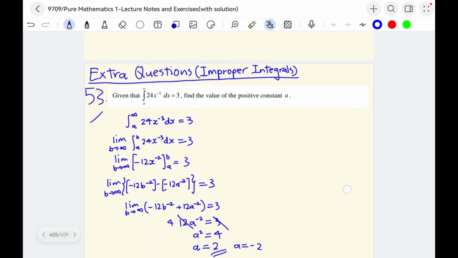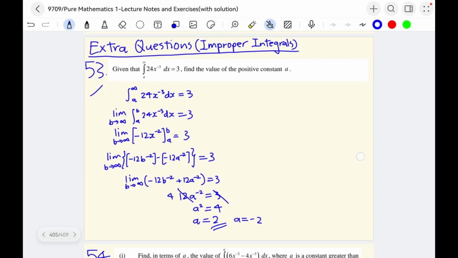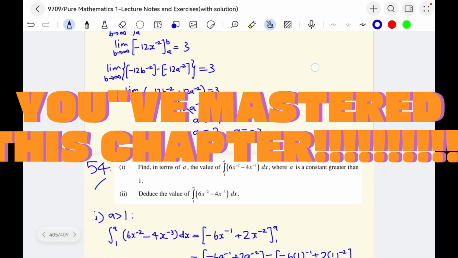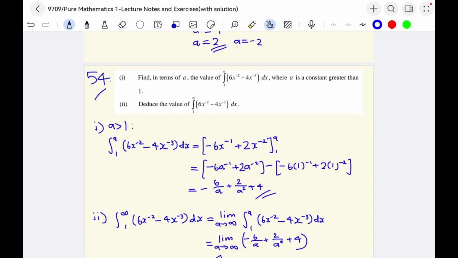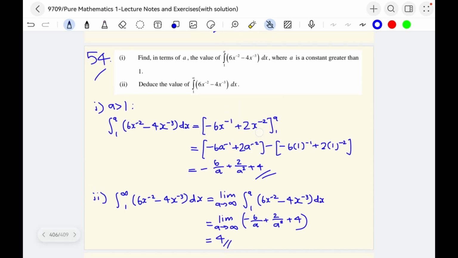So, until here, if you understand, congratulations. You have mastered integration. Nice. So yeah, we have ended the discussion for the integration. So the declaration still goes on. I declare that integration chapter 8 has officially done.